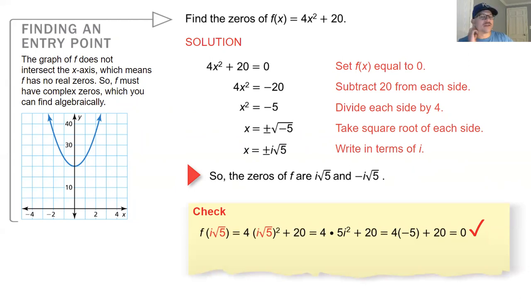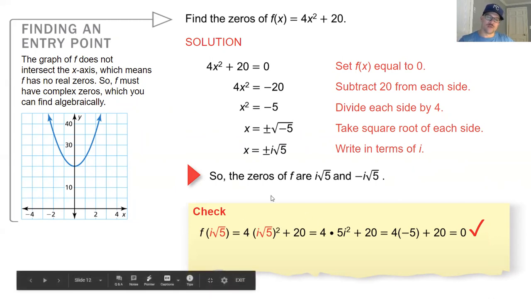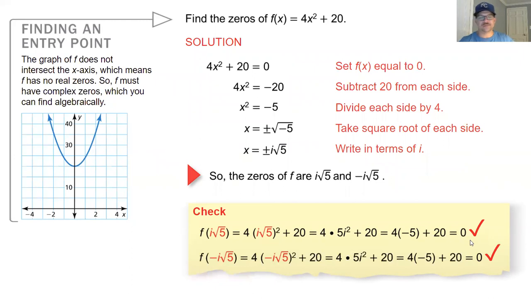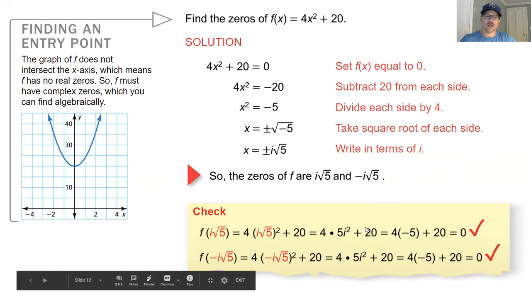So you could still check this by plugging it back into your equation. Notice how when you square the i root 5, you get 5i squared. i squared is negative 1, so that becomes a negative 5 times 4 will give you your 20. Combine that together to get equal to 0. So it doesn't matter whether you're getting the real or the unreal solutions. You can still check your answer every single time.